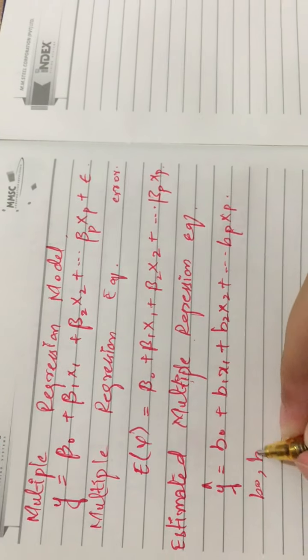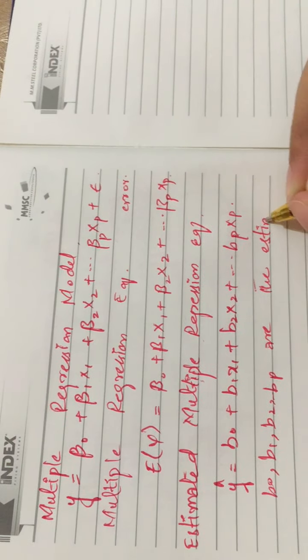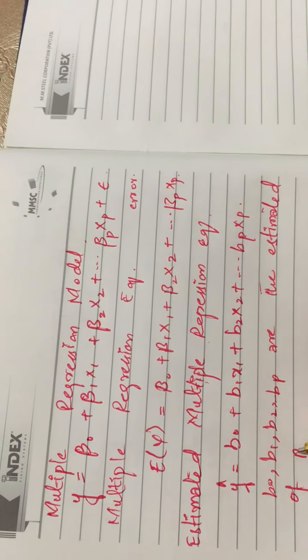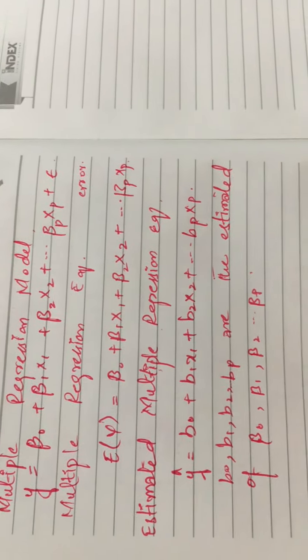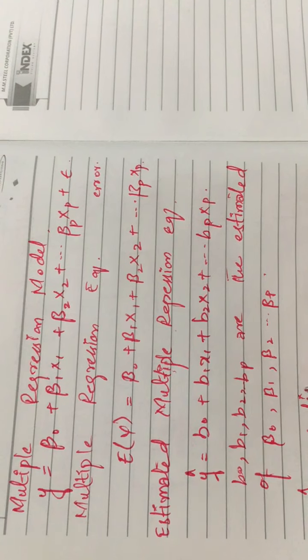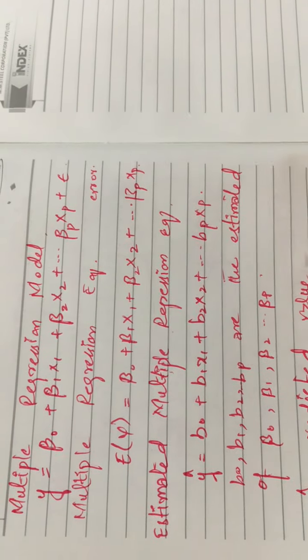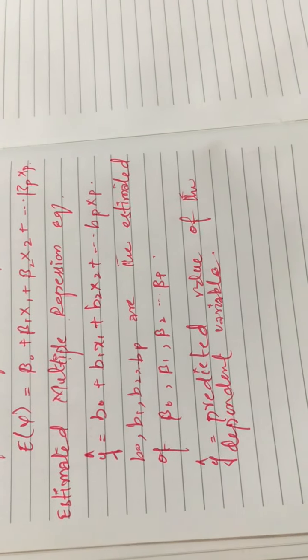And here beta naught, b1, b2 and up to so on bp are the estimated values of beta naught, beta 1, beta 2 up to so on beta p. And y cap is basically the predicted value of the dependent variable. So these are the general equations which we use in our previous examples.